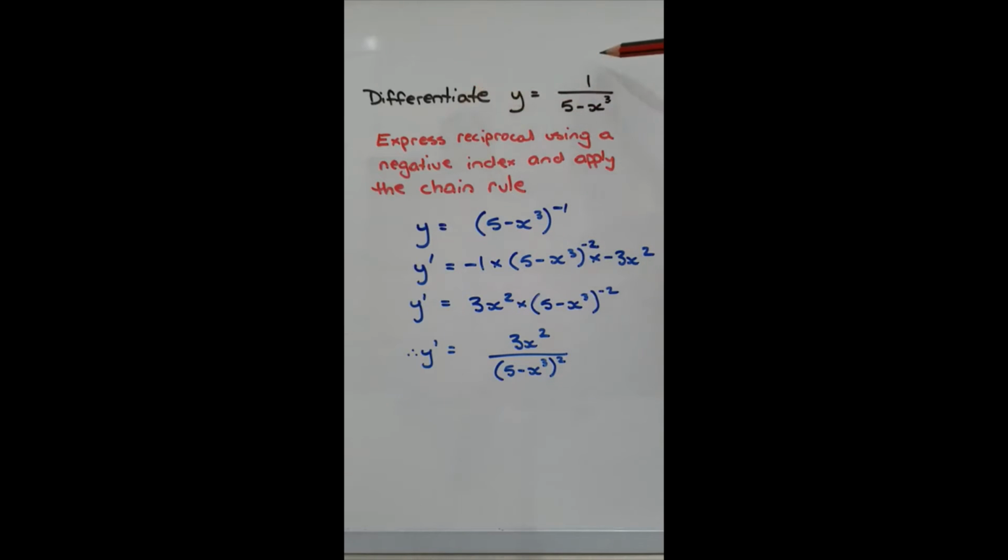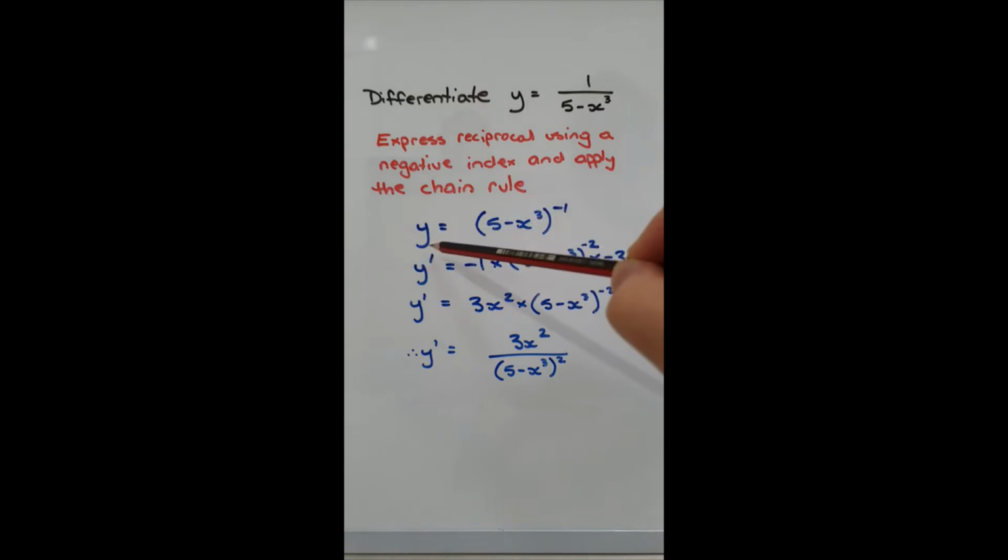Differentiate y equals 1 over (5 minus x cubed). So first we're going to express the reciprocal using a negative index, and then we're going to apply the chain rule to differentiate it. So y is equal to (5 minus x cubed) all to the power of negative 1. Now we're going to apply the chain rule. So we're going to differentiate the outer function and then multiply it by the derivative of the inner function.